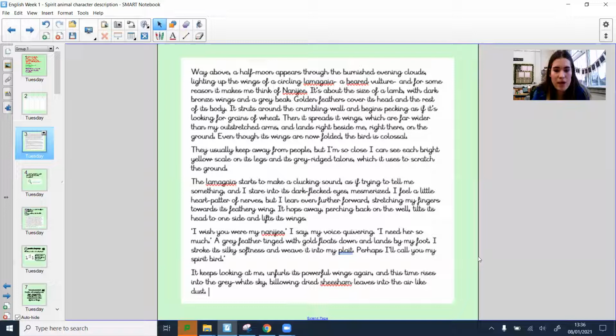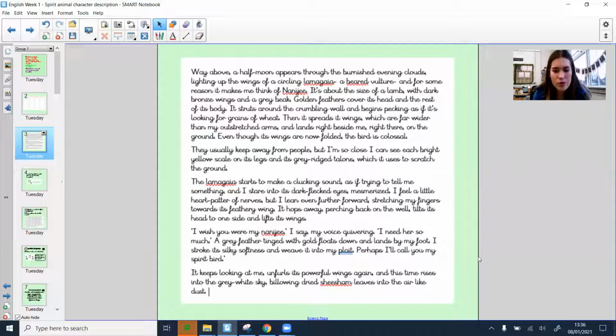They usually keep away from people, but I'm so close I can see each bright yellow scale on its legs and its grey ridged talons, which it uses to scratch the ground. The Lamagia starts making a clucking sound, as if trying to tell me something, and I stare into its dark flecked eyes, mesmerised. I feel a little heart patter of nerves, but I lean even further forward, stretching my fingers towards its feathery wing. It hops away, perching back on the well, tilts its head to one side, and lifts its wings. I wish you were my Nanaji, I say, my voice quivering.